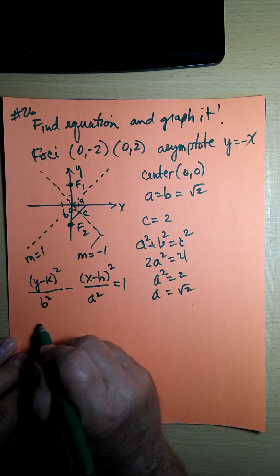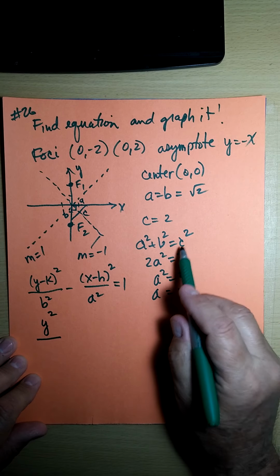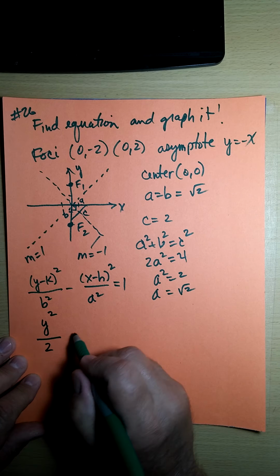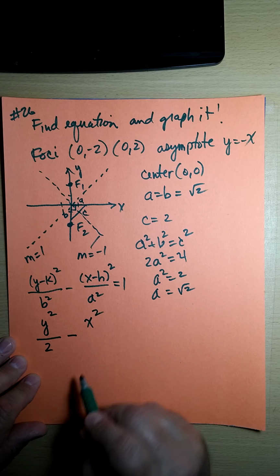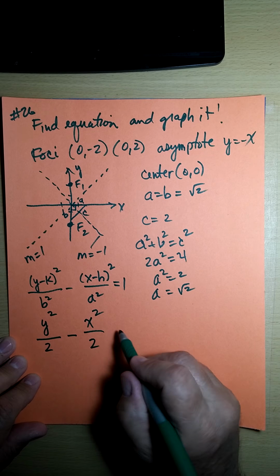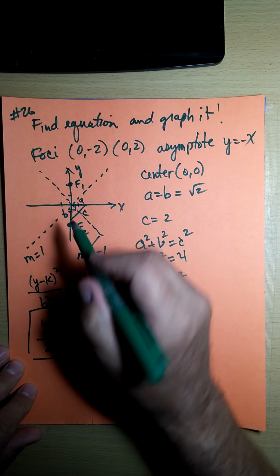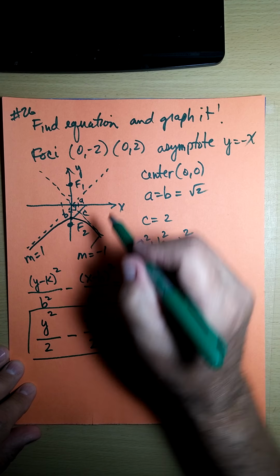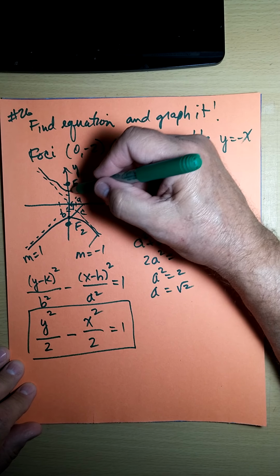So you get y minus 0, or just y squared, over B squared, which is the square root of 2 squared, or just 2, minus x minus 0, which is just x squared, over A squared, and the A is square root of 2, so that's square root of 2 squared. This is the equation to finish off our drawing, because we know that the focus is inside. We just need, at this 1.4, something very close.